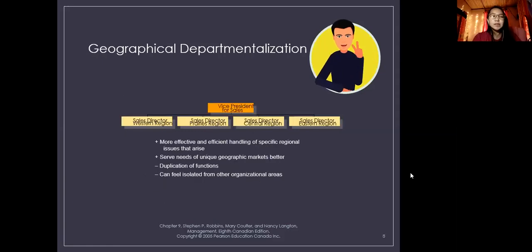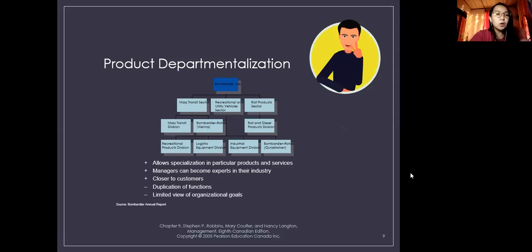Okay. The next one is the geographical departmentalization. As the term itself, geographic, we are grouping the jobs based on the territory or geography. Usually sa sales. Wherein, they divide the sales for North Luzon, South Luzon, for NCR, for Visayas, for Mindanao, ganyan. So, more effective handling of specific regional issues that arise. Serve needs of unique geographical markets better. So, this one naman, ang problema is the functions can be duplicated unlike sa functional departmentalization. Okay. Parang hindi masyadong mabasa, so I hope you can read it. I will be sending this, pero ipaalala nyo kasi baka makalimutan ko.